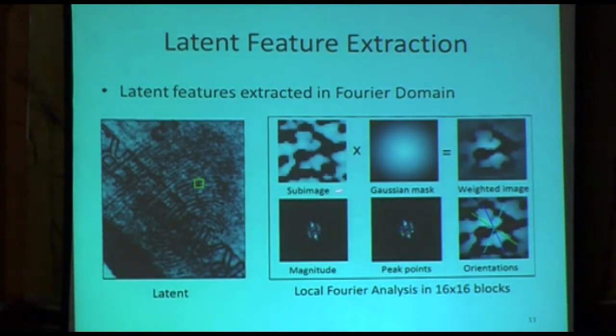We extract a subimage, smooth it using a Gaussian mask, get the weighted image, then get the magnitude spectrum in the Fourier domain, take the peak points, the top 4 or 5 highest magnitude peak points, and then get the orientation levels corresponding to those peak points. So here there are 4 orientation levels, the top 4, shown. This gives us a set of candidate orientations in each block.